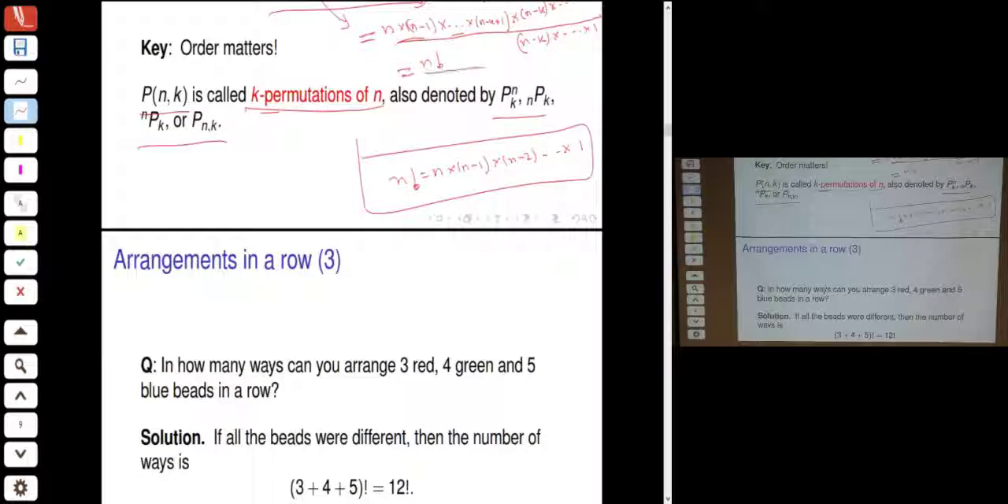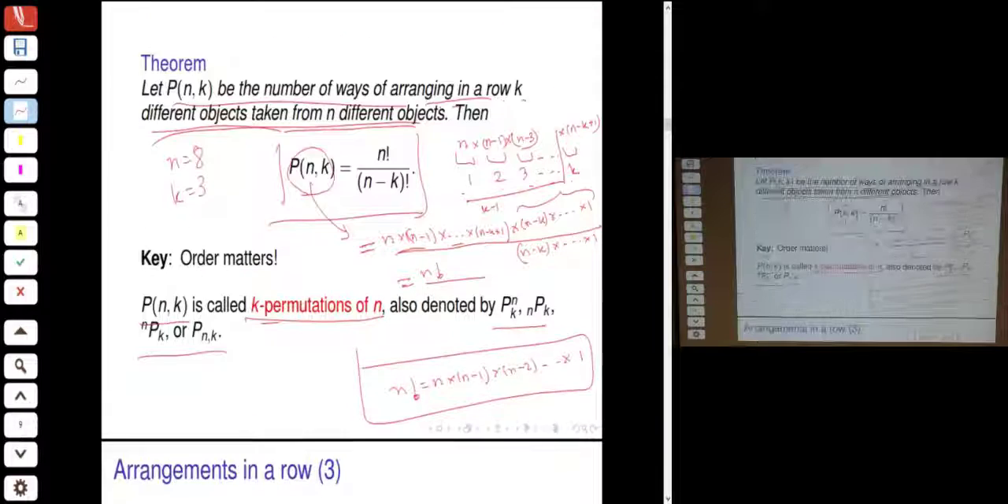What is the denominator? The denominator, if you look at it carefully, is also very nice, because now it is the product of everything starting from 1 up to n minus k. So by definition of the factorial symbol, this is nothing but n minus k factorial. Okay? Clear? Any questions? So there you have your n factorial over n minus k factorial.